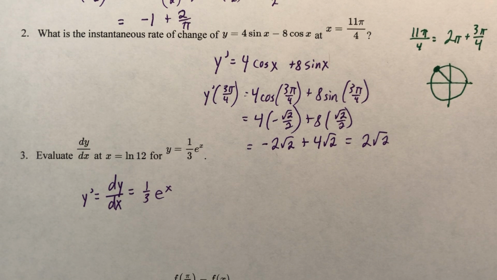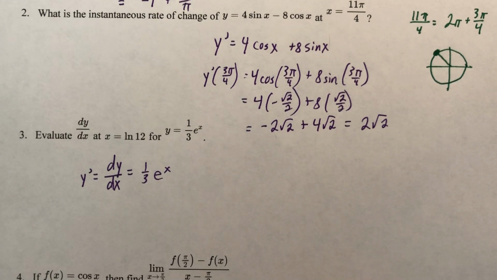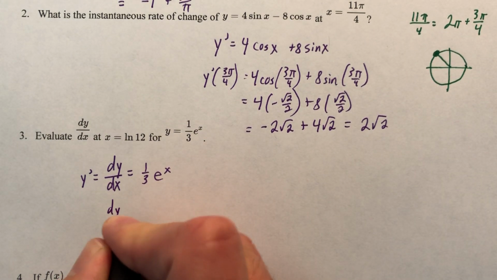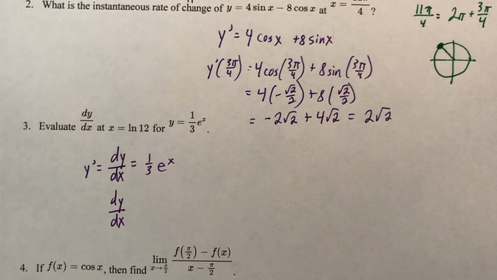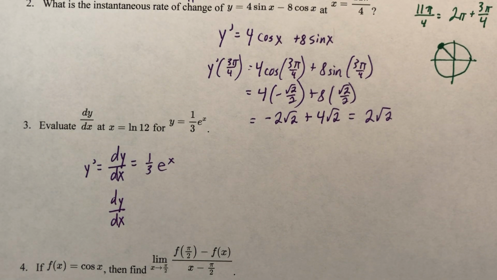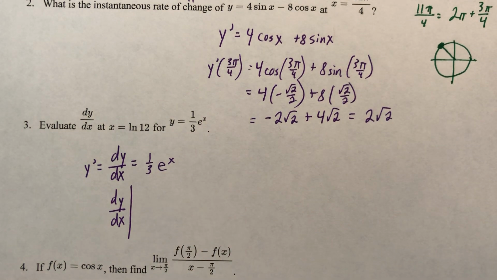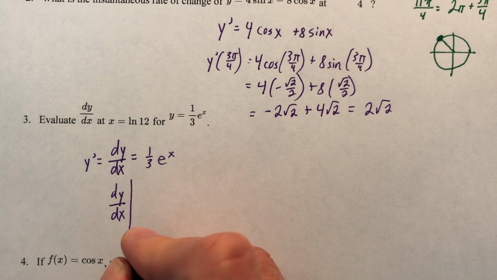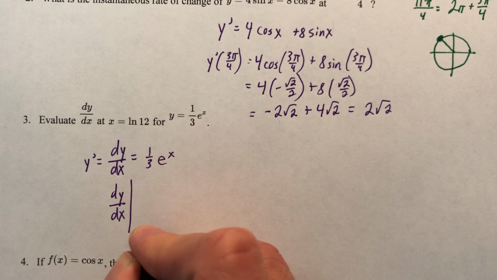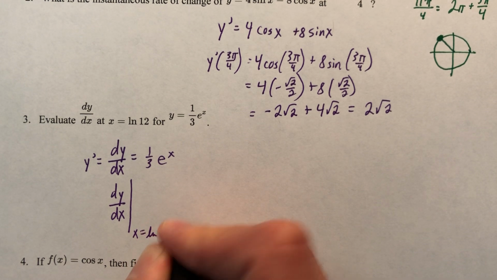The function has its own derivative that is itself. It's really handy that way. And so now what we want to do is evaluate dy/dx at a specific value. This notation is going to look a little bit new for you. We're going to do a big vertical line here, and say all this is going to get evaluated at the natural log of 12.